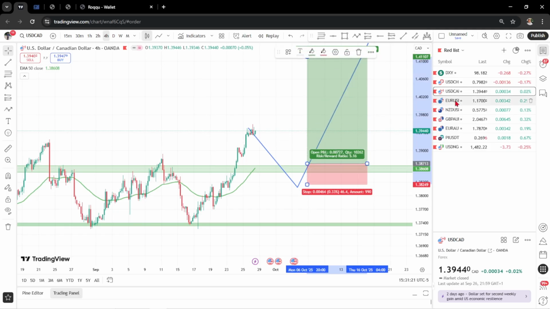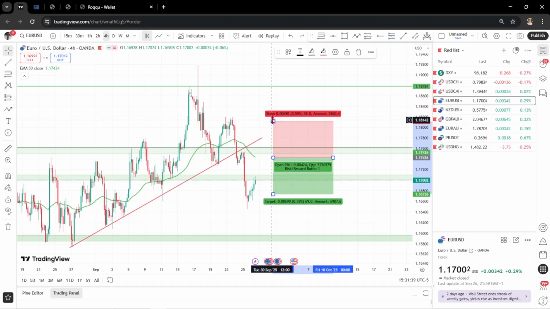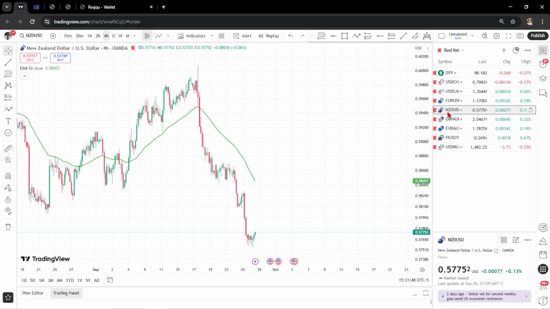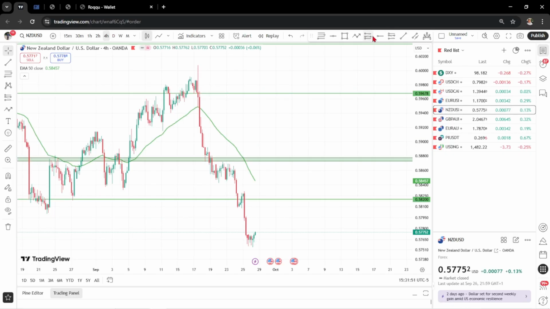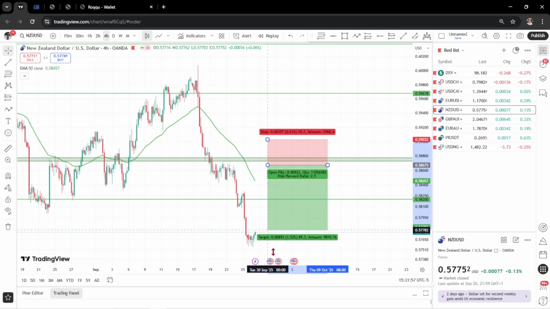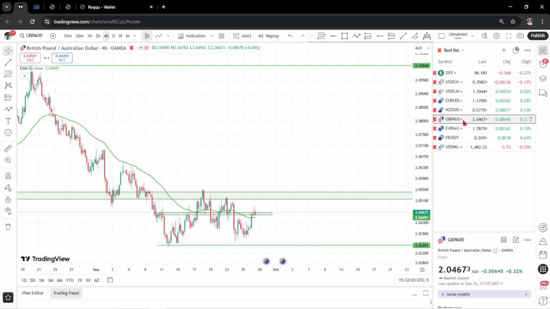Also on EURUSD, I am bearish. Any of these levels can act as our resistance level, but I prefer this level over here to act as our resistance level. So I prefer that upper one, but I will still be watching very carefully. Anywhere that the market decides to reject from, we'll be trading from there. So I'm bearish. NZDUSD, I am bearish also, so much more bearish. On GBPAUD, I am bearish on this one also.